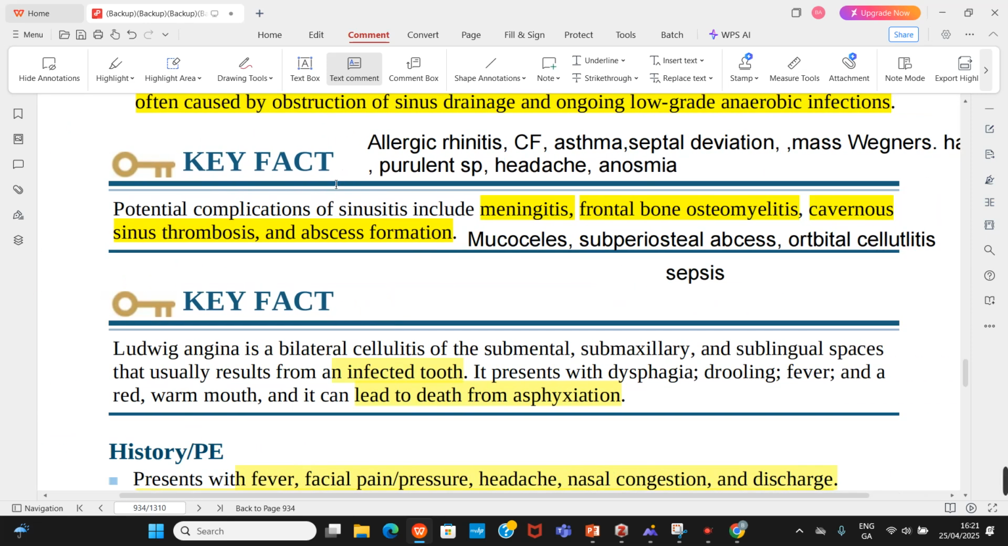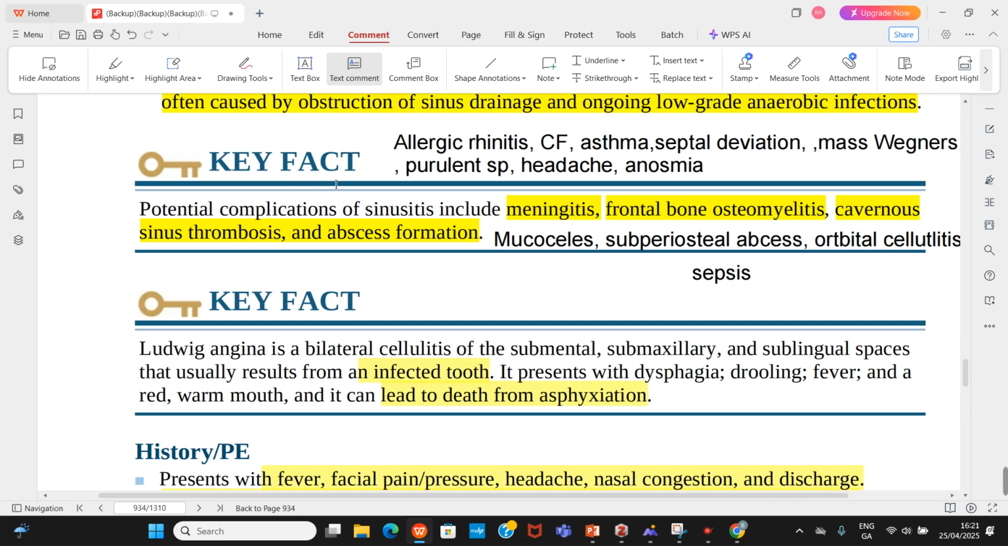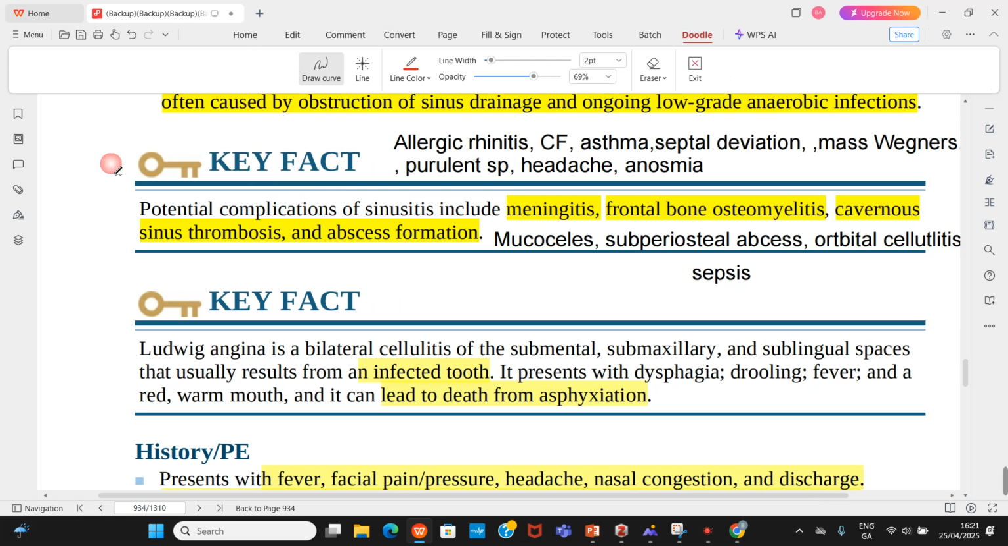So what are the potential complications of sinusitis? Very common question. Meningitis: it can go up from the sinuses in the nose to the brain. They can also go to the frontal bone to cause frontal bone osteomyelitis. They can also go to the brain and cause cavernous sinus thrombosis. From neurology, the doctors will go to town and tell us how that kind of person will present.